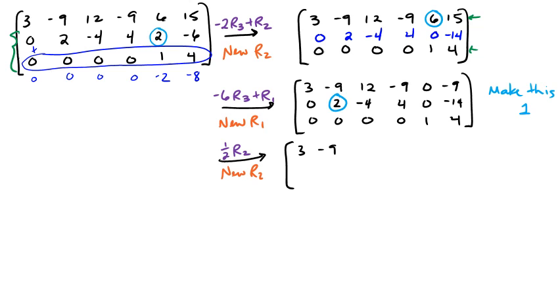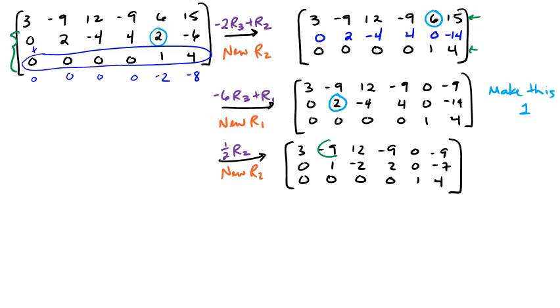So this remains the same. Everything in row 2 I'm going to divide by 2. And row 3 remains. All right, so 2 of my pivots are 1. But now what I need to do is, let's see here, I need this to be 0 because everything above and below my pivots needs to be 0. So I need to make this 0.